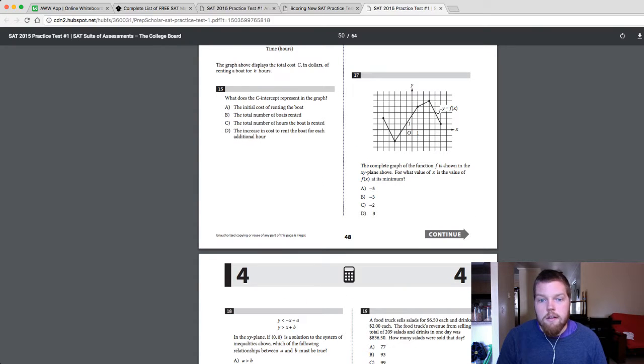All right, 17. The complete graph of the function f is shown in the xy-plane above. For what value of x is the value of f of x at its minimum?